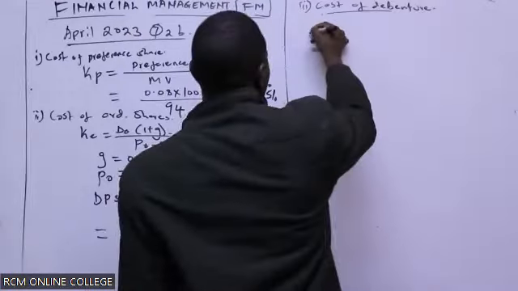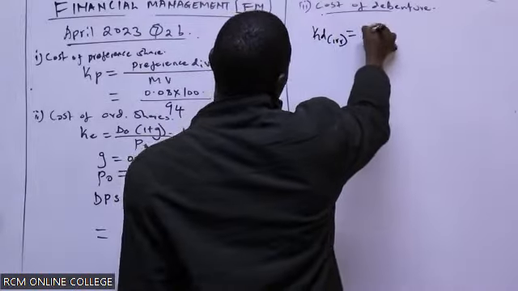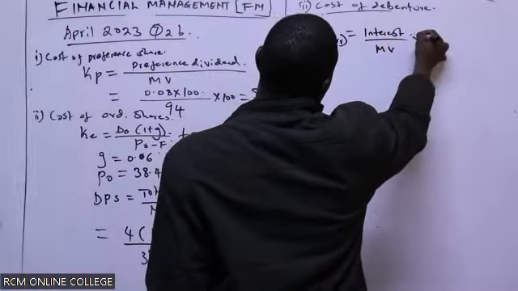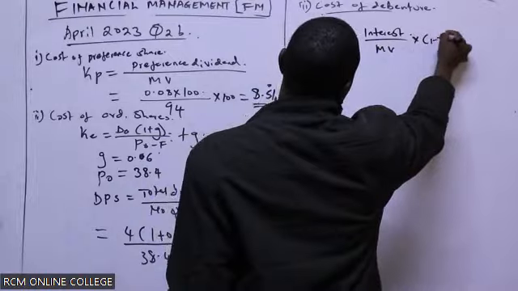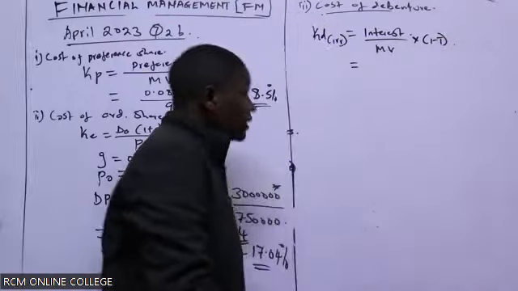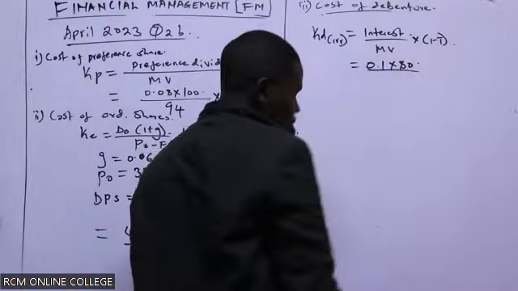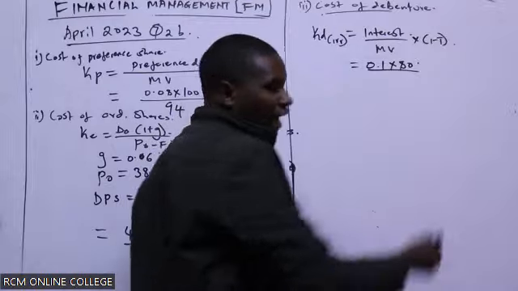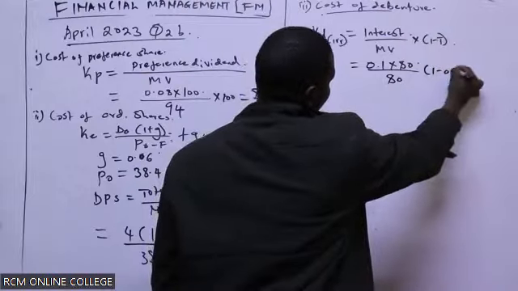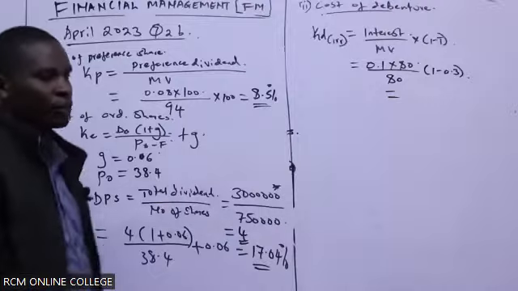So for the irredeemable debenture, KD irredeemable will be given by interest over market value times 1 minus T. So interest already we are told that this debt need 10%. So it is 0.1 times 80. That is the market price. Na tuliambiwa hii market price ina change ama haichange? Haichange. Whatever our market value haita change, 1 minus 0.3.